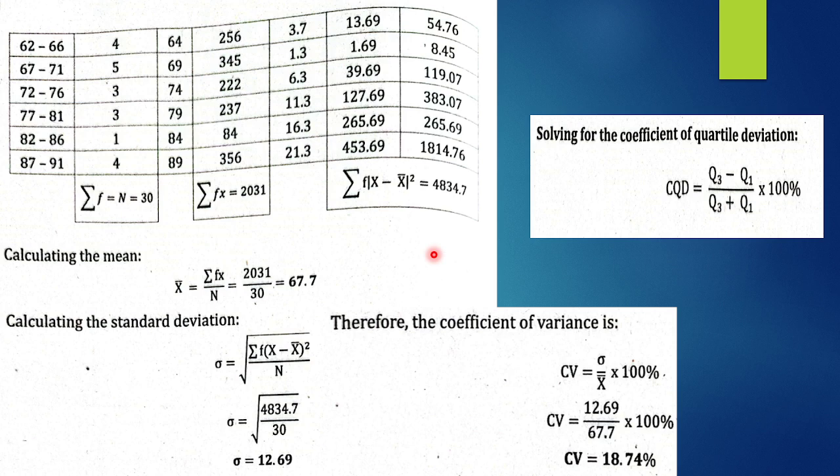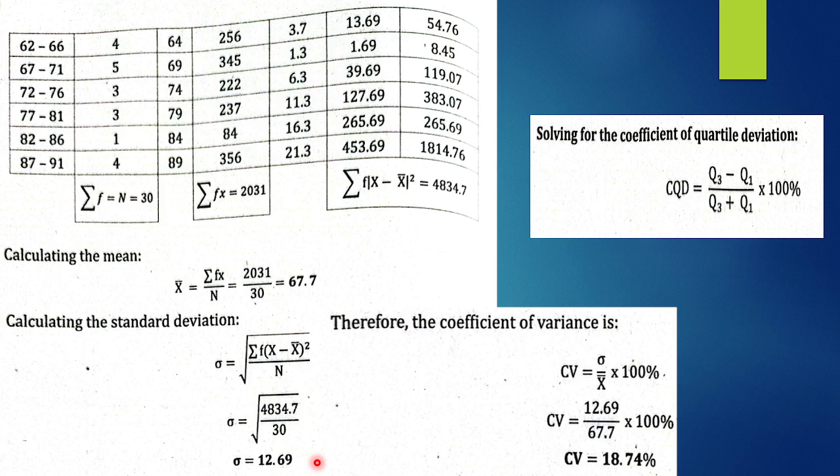So what are we going to do here? Let's just substitute the value of this one. All right. And then, of course, the total frequency or the n. So after substituting this one, we can have a quotient of 12.69. So our standard deviation is 12.69.